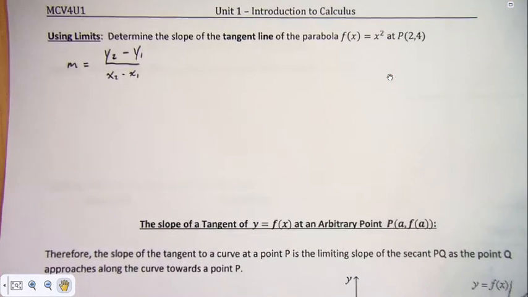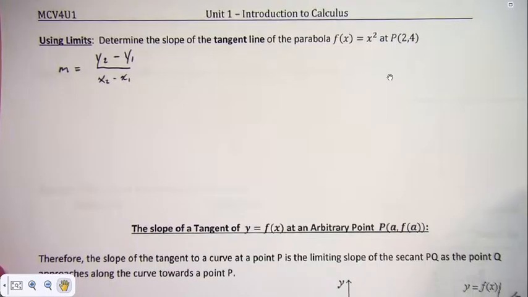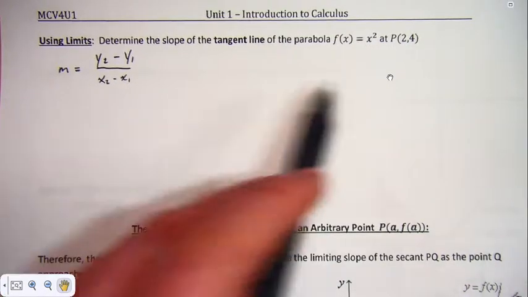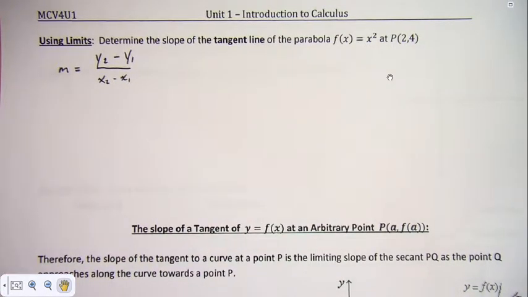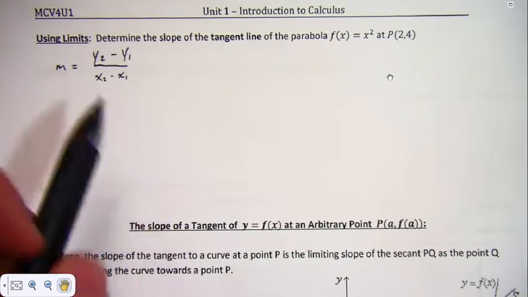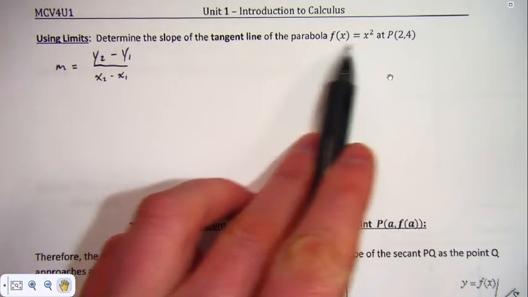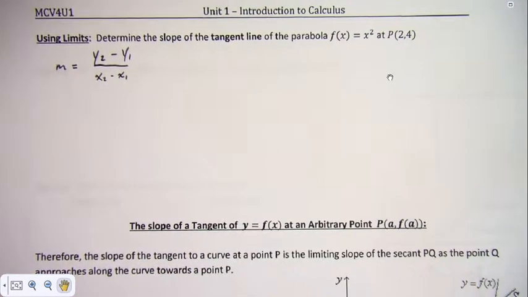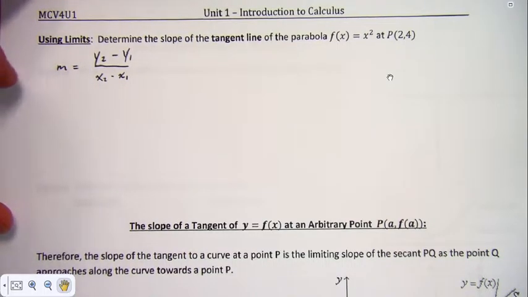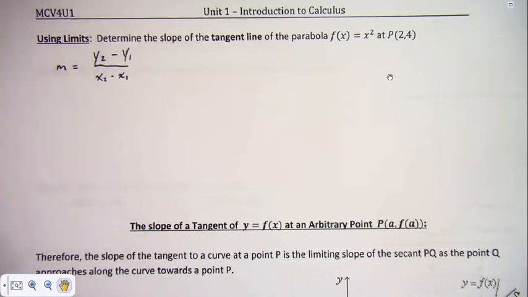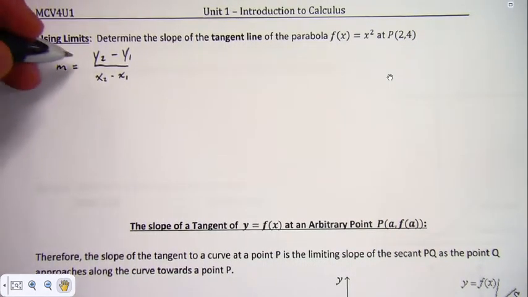So the first thing we're going to look at here, and this is the same curve that you should have done in the investigation, we're going to find the slope of the tangent line for the function f of x equals x squared at the point 2, 4. Okay, so right here I've already written the equation for slope that I'm sure you remember from back in grade 9.